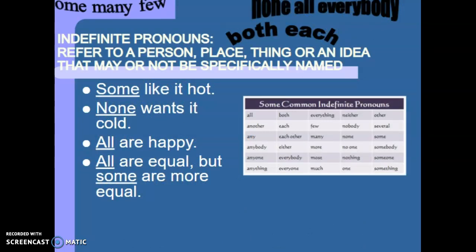Indefinite pronouns refer to a person, place, thing, or an idea that may or may not be specifically named, such as: some like it hot, none want it cold, all are happy, all are equal, but some are more equal. So these are some common indefinite pronouns here. Some, all, none.